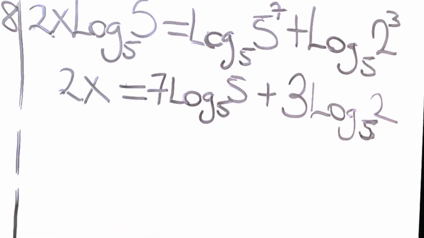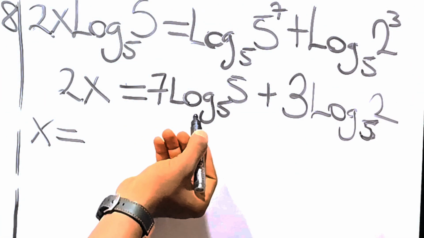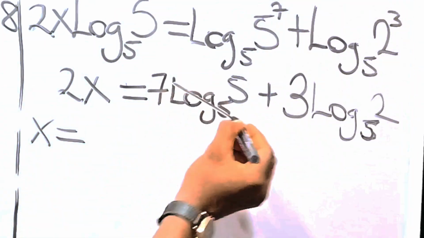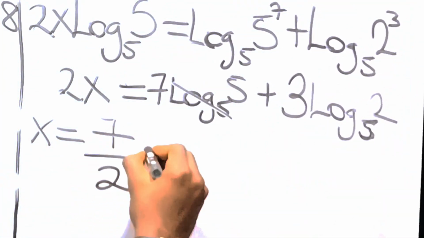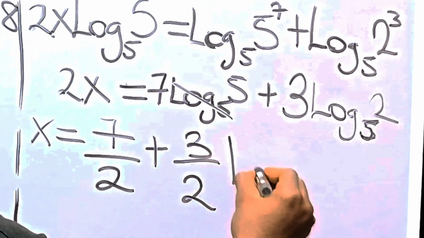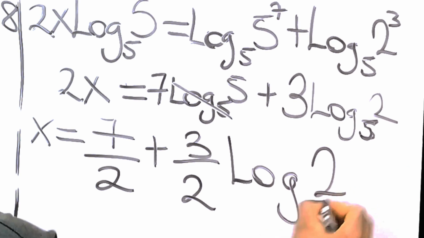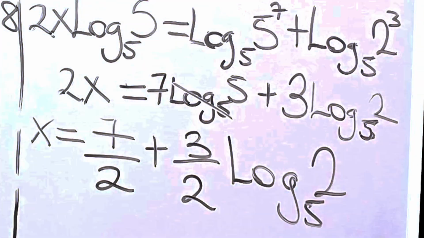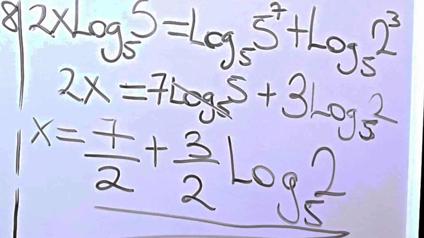Now, x here will become equal to, the logarithm of 5 to base 5 is 1, so we have 7 over 2 plus 3 over 2 multiplied by the logarithm of 2 to base 5. So this becomes the final answer to this question.